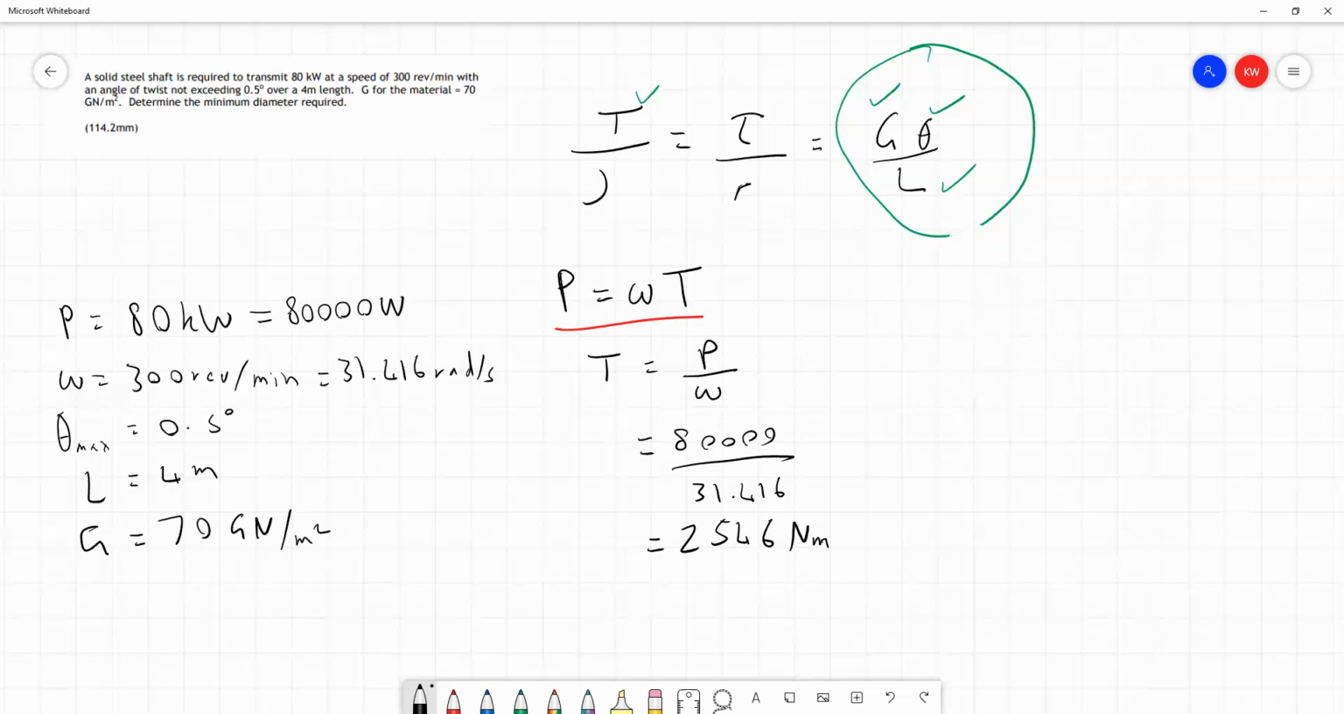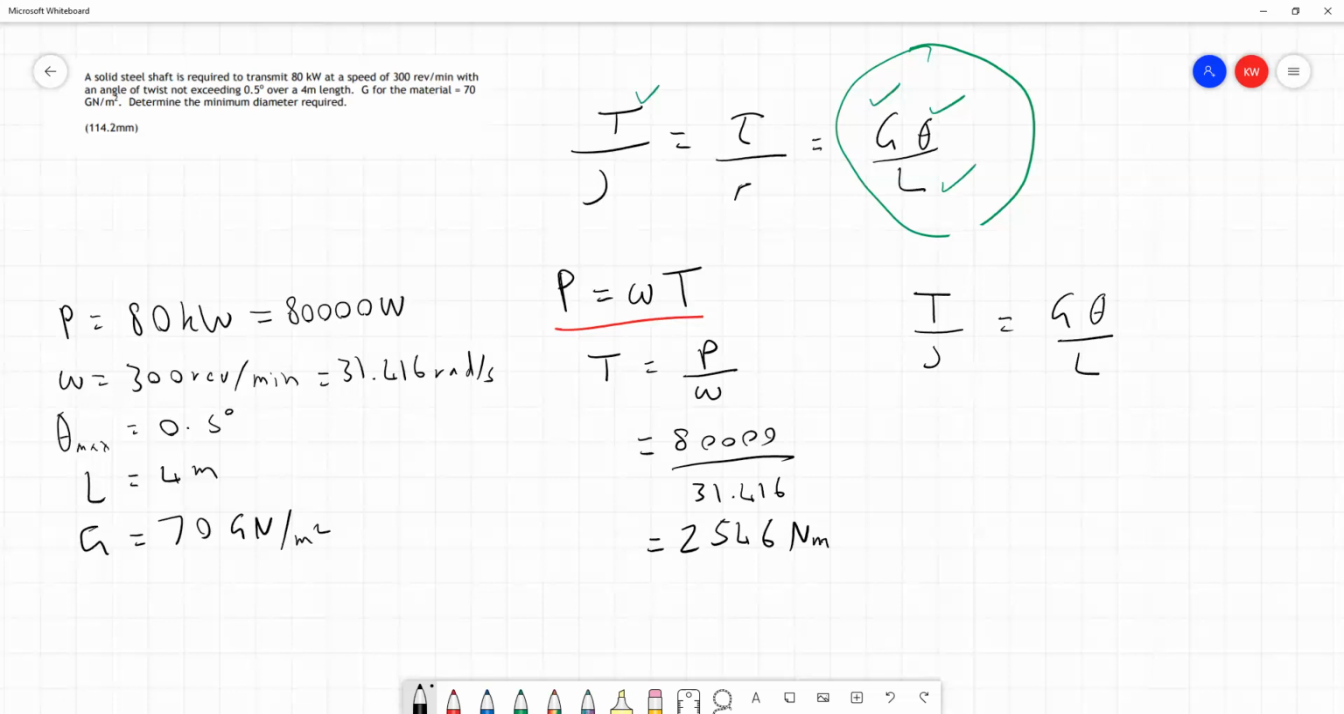We can now use this equation at the top of the screen because all those green ticks up here at the top, we have all of them. So we don't need tau and R. We're not going to be using them just now. We don't have shear stress, and what we're trying to find is the diameter, which is twice the radius. So we can write this out like this: T over J is equal to G theta over L.